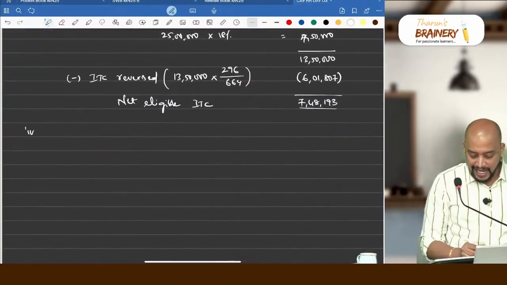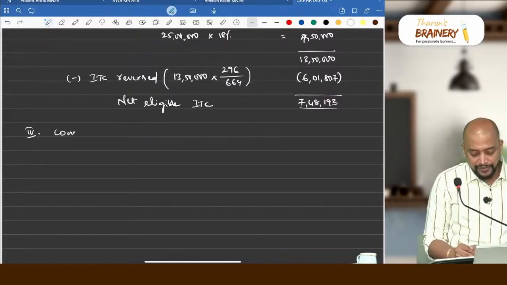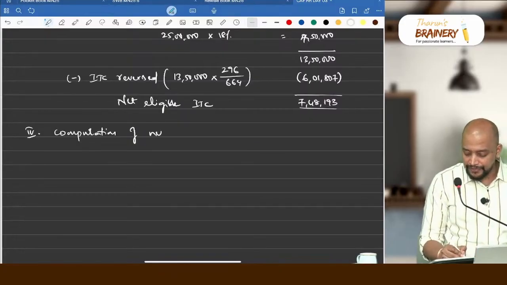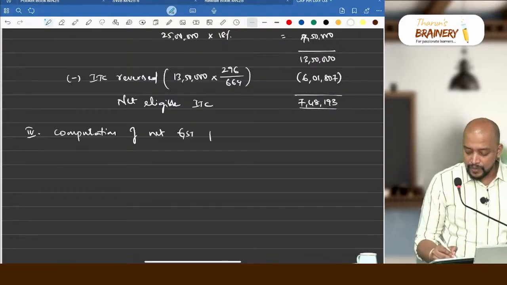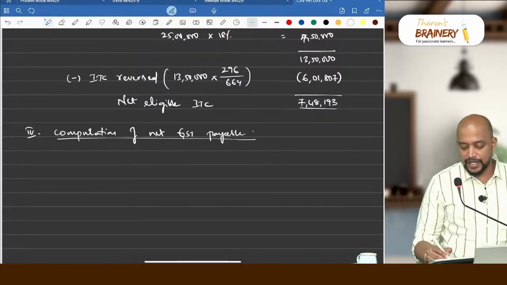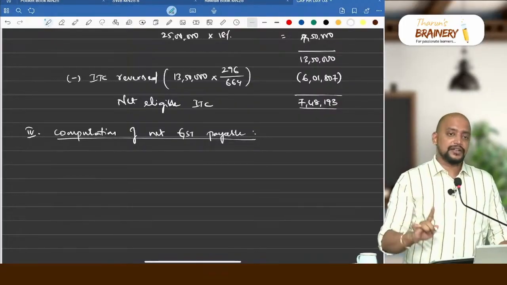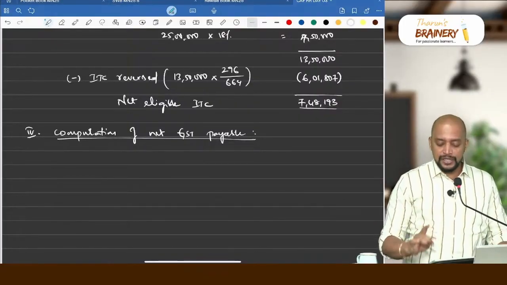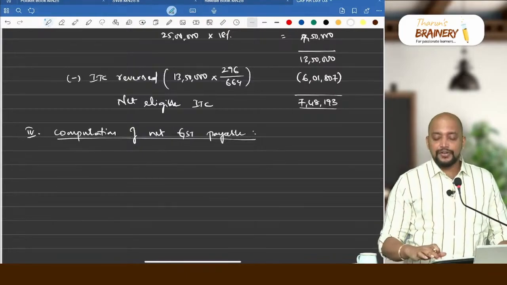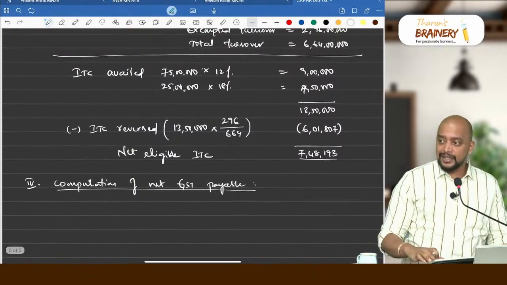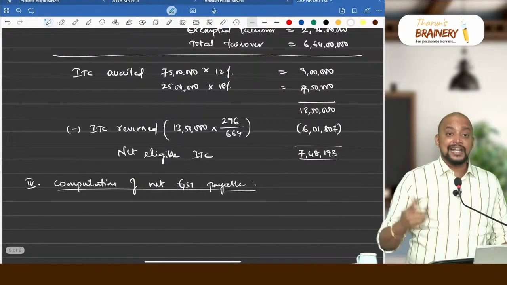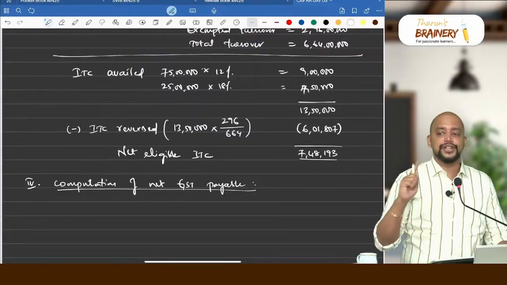Now the liability we got is 52 lakhs. So the last statement, computation of net GST payable. What is the taxable turnover? Excluding zero rated, because for Rule 86B we need to check the taxable turnover excluding zero rated.